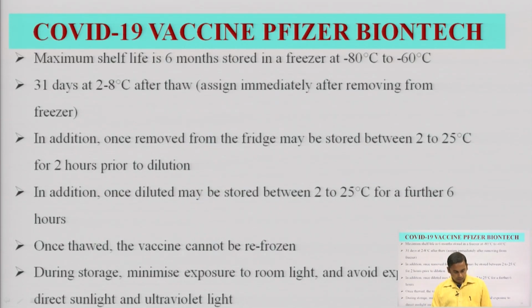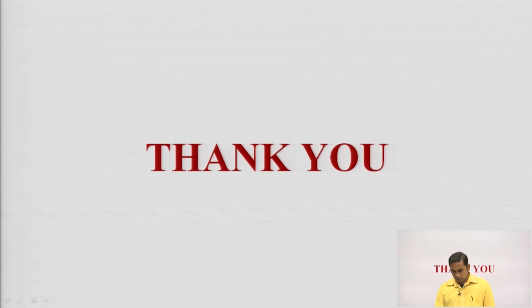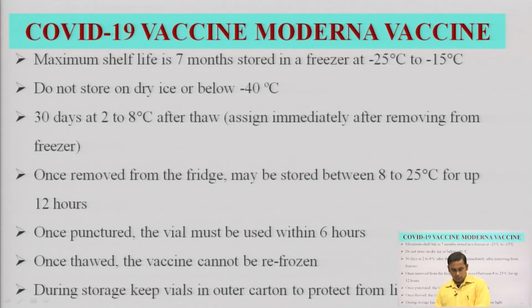Whatever I was telling you, I have summarized: you have to maintain this temperature, and for 31 days you have to maintain it. For the AstraZeneca vaccine again 2 to 8 degrees. Whatever I showed you in my previous slide, I have just written in written form. So, that is it from my side.